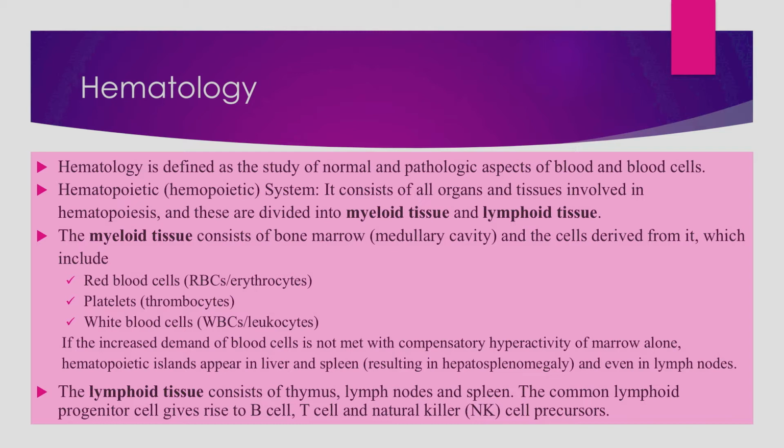What is hematology? Hematology is the study of the blood and its cells. The hematopoietic system consists of two types of tissues which are present in many organs. These are myeloid tissues and lymphoid tissues. The myeloid tissues are in the bone marrow and they produce red blood cells, platelets, and WBCs. Whereas the lymphoid tissues are present in thymus, lymph nodes, and spleen, and they give rise to B cells, T cells, and natural killer cells.